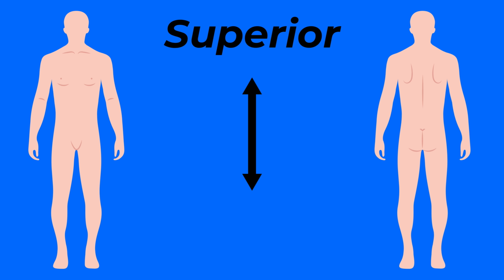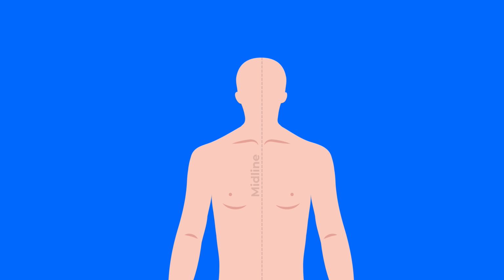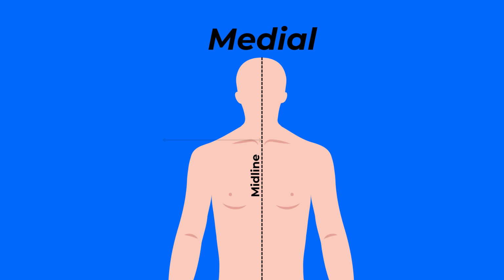So it's starting with superior, meaning towards the top of the body, and inferior means toward the bottom of the body or towards the feet. Next up is medial, meaning it's going to be towards the midline, and lateral refers to away from the midline of the body.